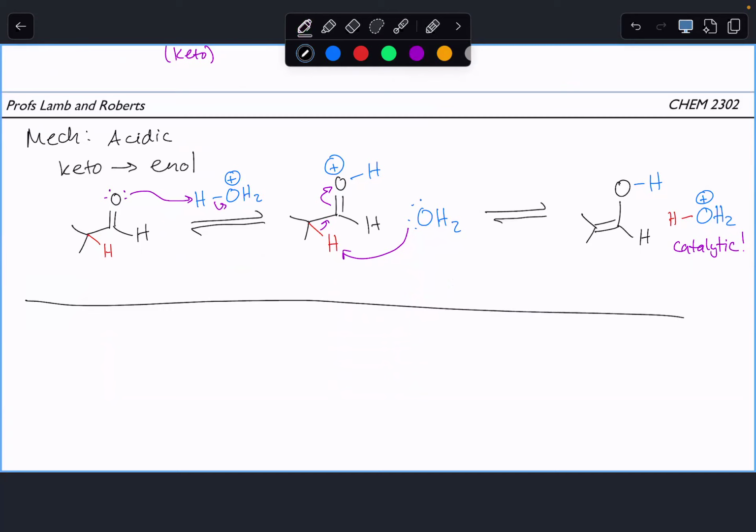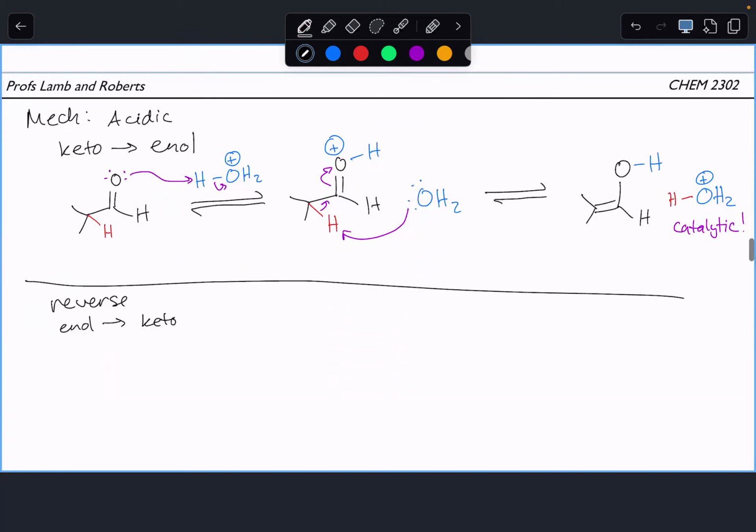All right, let's do the reverse, enol to keto form. We're going to start with the product that we just made. So start with the enol. We're under acidic conditions. We better protonate first.